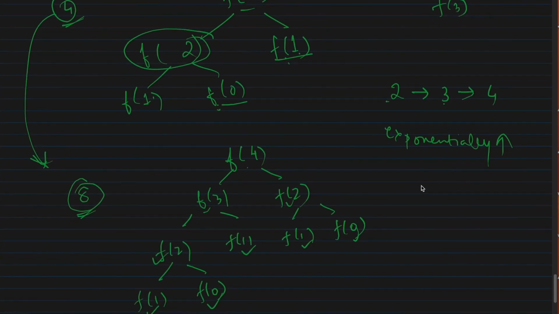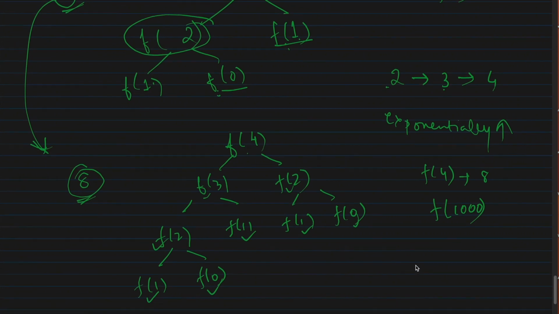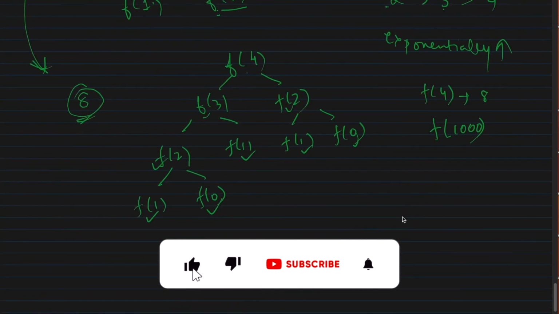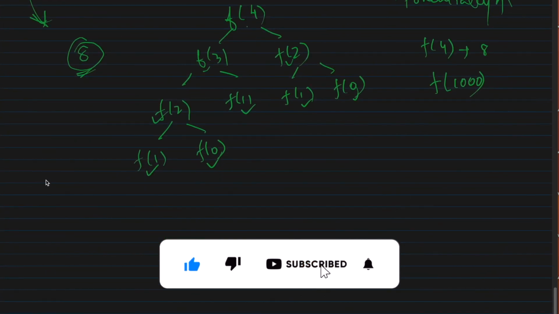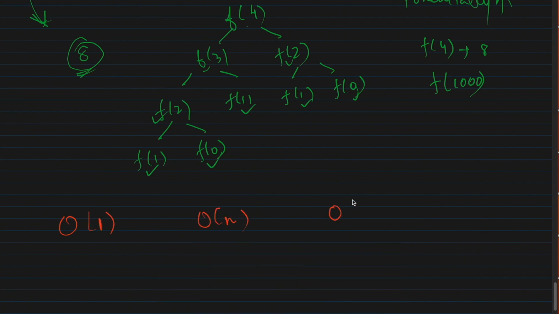So just imagine if only till f of 4 it is producing 8 steps, how many steps will it produce if I'm giving it f of 1000? So that is all about the different runtimes. To give a summary, we first discussed O of 1, then O of n, then O of n square, O of log n, O of n log n, and finally O of 2 to the power n. 6 runtimes we discussed.